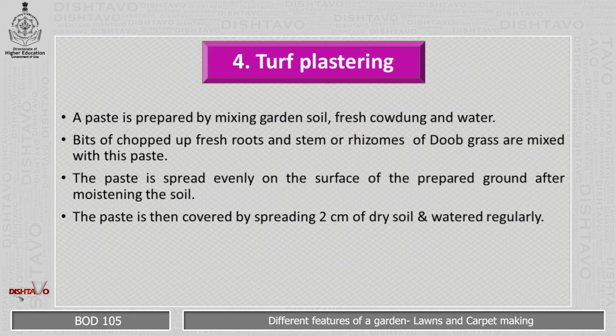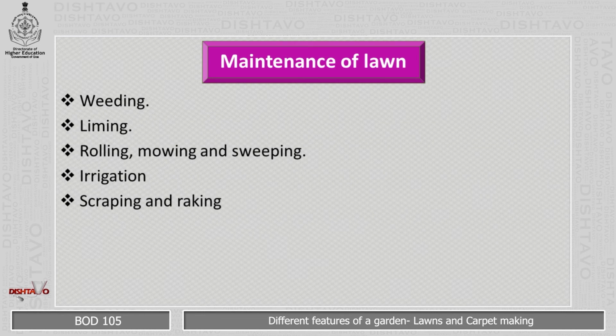Fourth one is turf plastering. A paste is prepared by mixing garden soil, fresh cow dung and water. Bits of chopped up fresh roots and stems or rhizomes of tube grass are mixed with this paste. The paste is spread evenly on the surface of the prepared ground after moistening the soil. The paste is then covered by spreading 2 centimeters of dry soil and watered regularly.